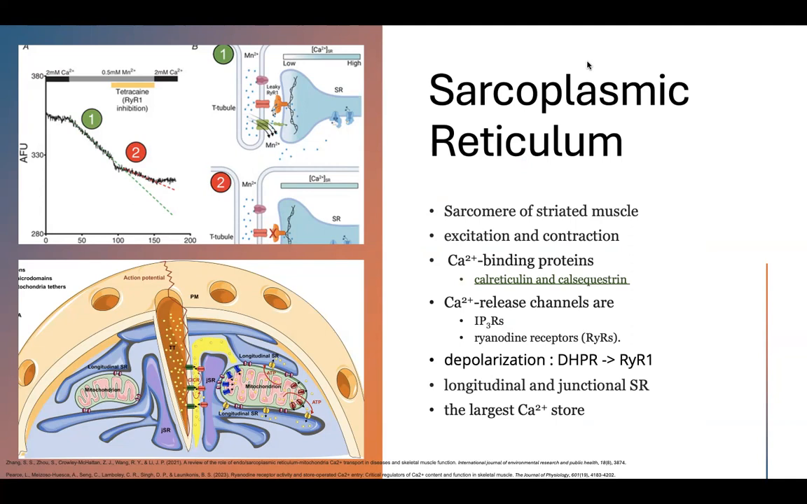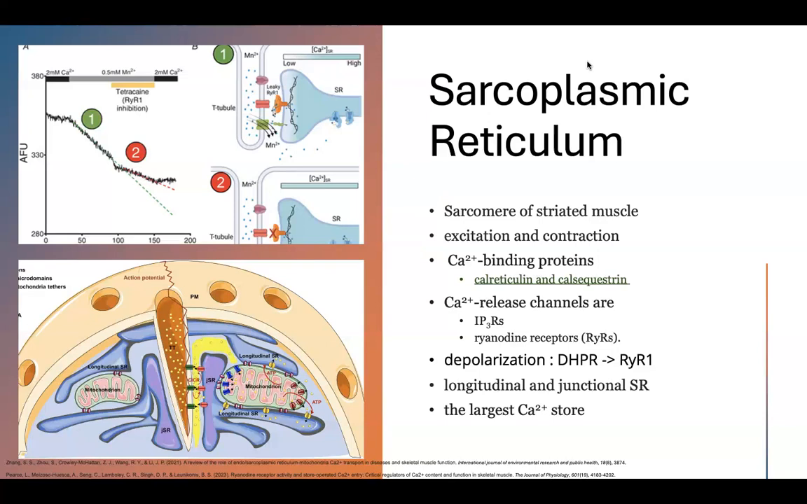The endoplasmic reticulum calcium ATPase is responsible for actively pumping calcium into the reticulum. The lumen of the reticulum contains calcium-binding proteins such as calreticulin and calsequestrin. Calcium release channels are responsible for the controlled release of calcium. The two classical calcium release channels are IP3Rs and the ryanodine receptors.